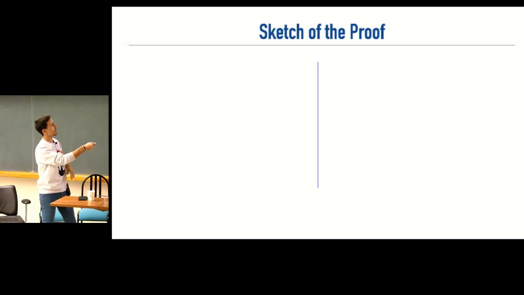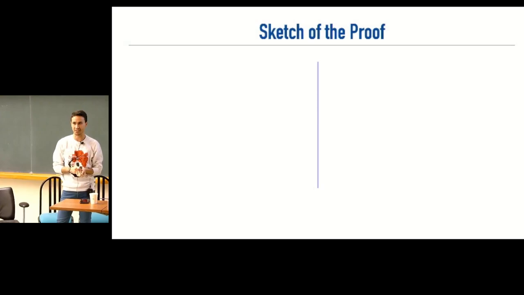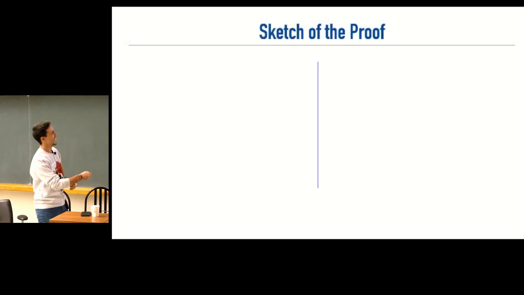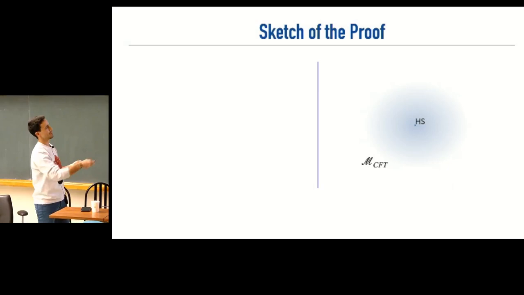For those of you that have already heard this sketch of the proof five times in different conferences, no worries, please pay attention because I have a slightly modified version. So the idea is that imagine this is the conformal manifold, and now I take here a higher spin point and a neighborhood, and now let me consider a trajectory. I focus on this trajectory parameterized by t.